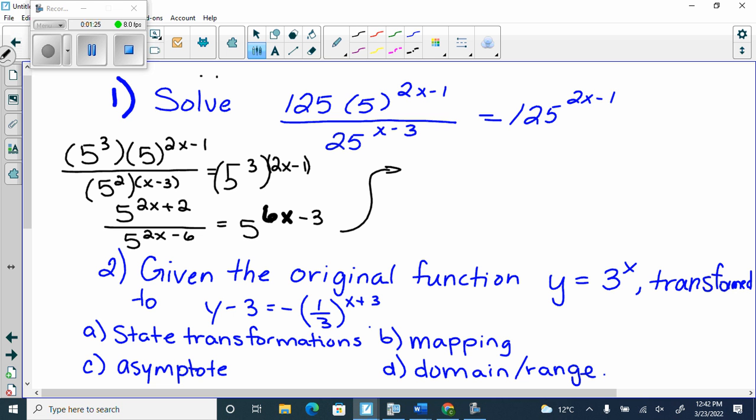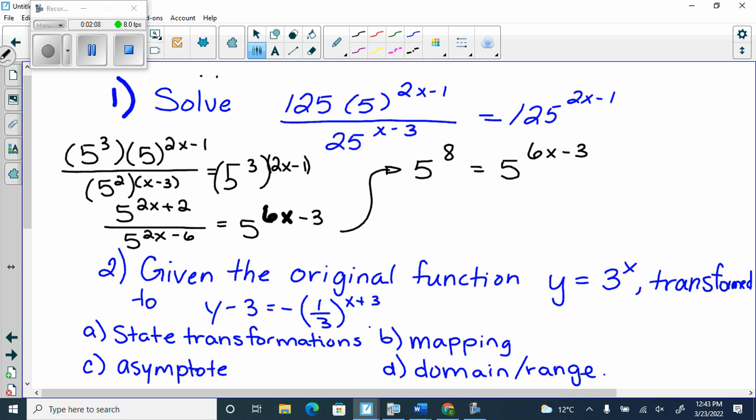So we're going to get 5, and then 2x minus 2x, what happens to my x? It's gone. 2 minus a minus 6 is 8, equals 5 to the 6x minus 3. Remember, you're not adding, you're subtracting. So it's 2 minus a minus 6, which is actually 2 plus 6, which is 8. Because when you have the same base, you subtract exponents. So 2x minus 2x gone. 2 minus a negative 6 is 2 plus 6, which is actually 8.